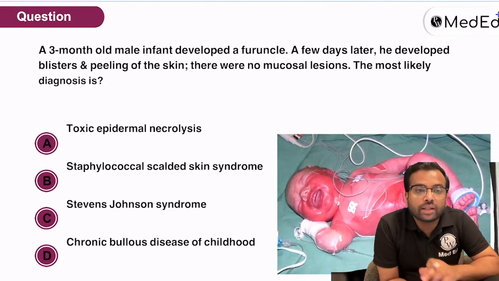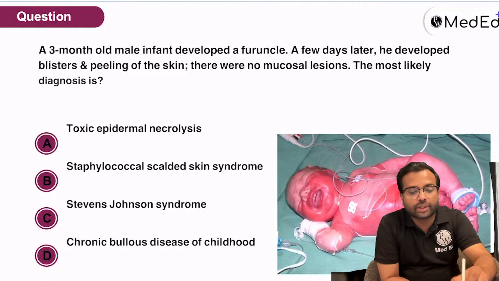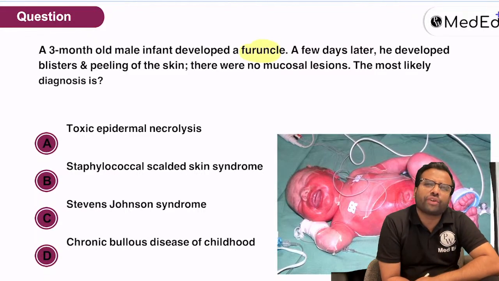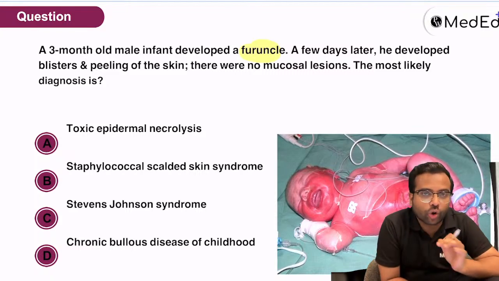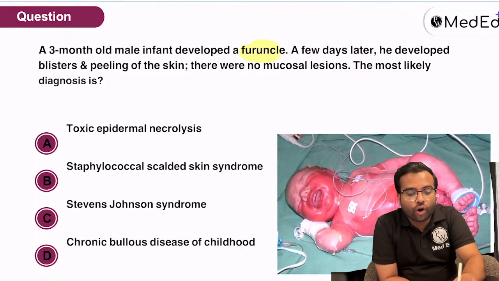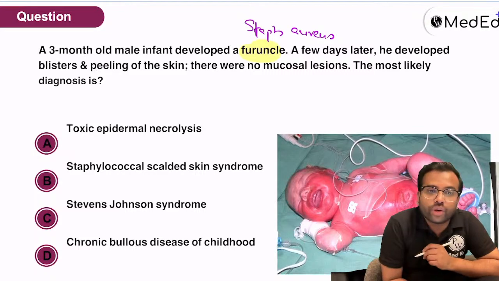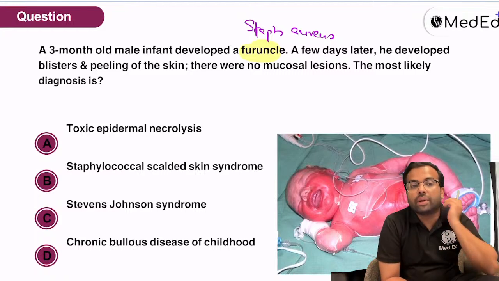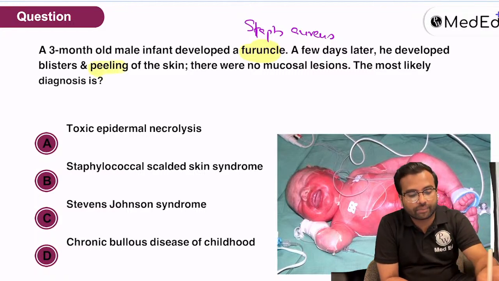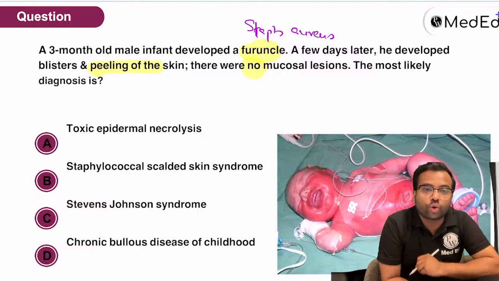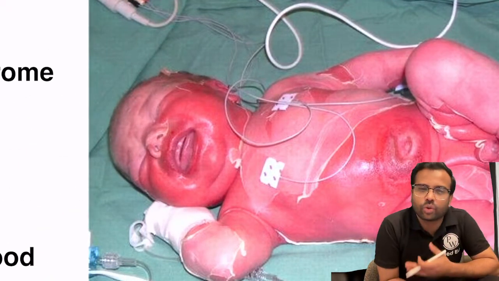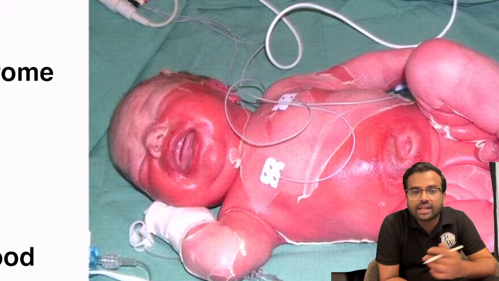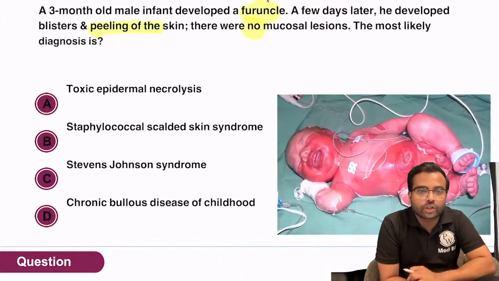A 3-month-old male infant developed a furuncle. So when I see a furuncle, I immediately tell myself that furuncle is a bacterial infection caused due to Staphylococcus aureus. It is caused due to Staph aureus. And after a few days, what has happened is he developed blistering and peeling of the skin, and there were no mucosal lesions. So when I zoom in on this child, you can see that the child's skin looks like a burns patient. The entire skin has peeled off. So there should be a lot of distress.